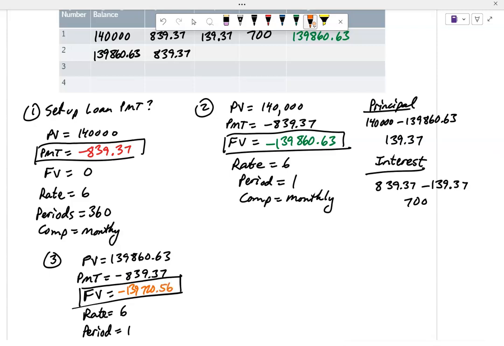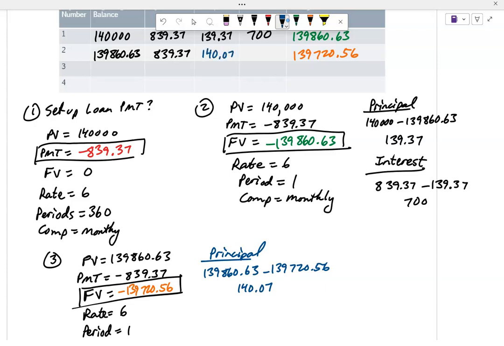So after the second payment, I owe $139,720.56. So then I say, all right, how much went towards principal? At the beginning of this month, I owed $139,860.63. After making the payment, I owed $139,720.56. That's a difference of $140.07. So that's what went towards principal, $140.07.